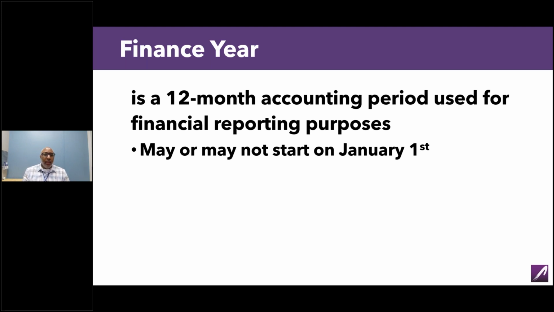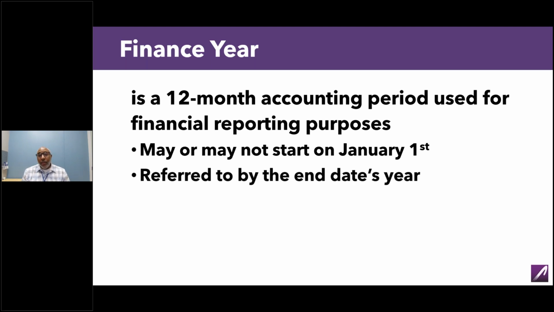So they may start in August, or they may start in May, or they may not start till October 1st. It's common that they always start on the first of the month, and it just depends on who's in charge of your books. Kind of decides this finance year thing. And they're referred to by the end date year. So if you're in a calendar fiscal year, it's real simple. It'd be 2023 because everything's within that calendar year. But if it's a non-calendar year, and say you're going August 1st to July 31st of 2024, that would be the 2024 finance year at that point in time. So just a little information on finance year.